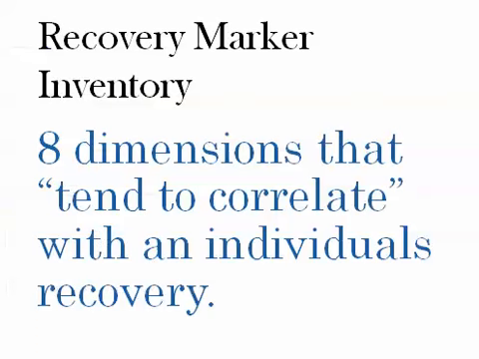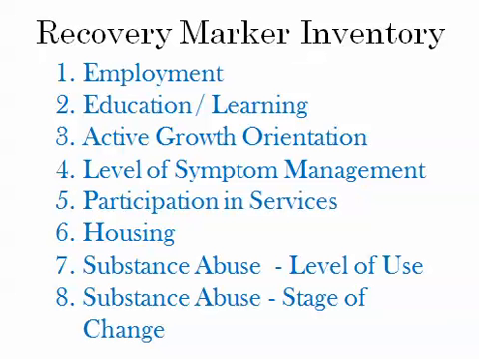The second instrument is called the Recovery Marker Inventory. This instrument the clinician completes on 8 dimensions that tend to correlate with an individual's recovery. Every quarter, the clinician fills out a short form about a person's employment status, education achievements and involvement. Active growth orientation addresses a person's participation in areas of interest, their level of symptom management, their participation in services, where they're living, and substance abuse, both level of use and stage of change.